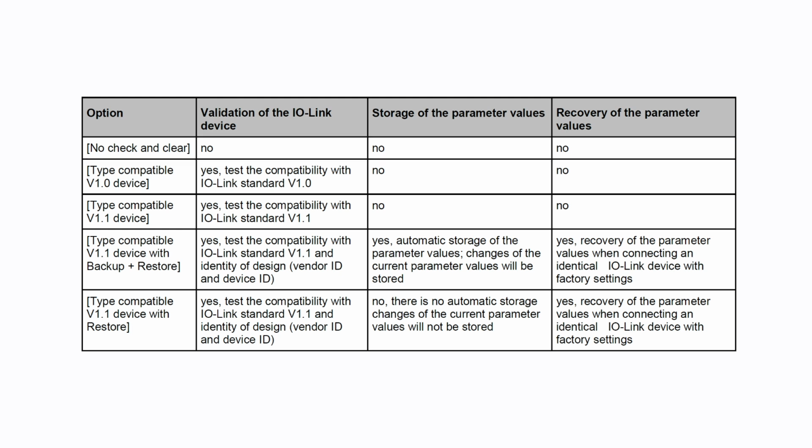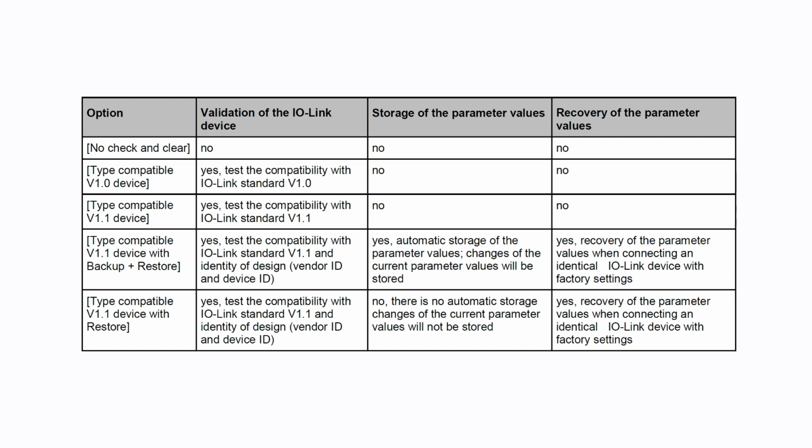The next two options, type compatible device, can be used to check that the correct sensor is connected. This can be done with the new 1.1 standard and even with the first I/O link standard 1.0. Only the device type is checked, without any kind of data storage.